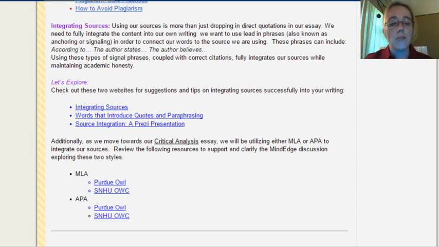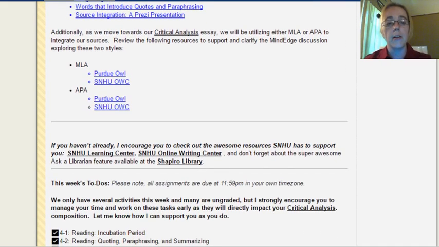This ties in nicely with our decision on whether or not we're using MLA or APA, because both of them have different approaches to integrating our sources, and we'll talk a little bit about that with the examples that we have here in Purdue OWL and the SNHU resources that they have. And also in the midweek announcement, we're going to really explore how to integrate our sources.